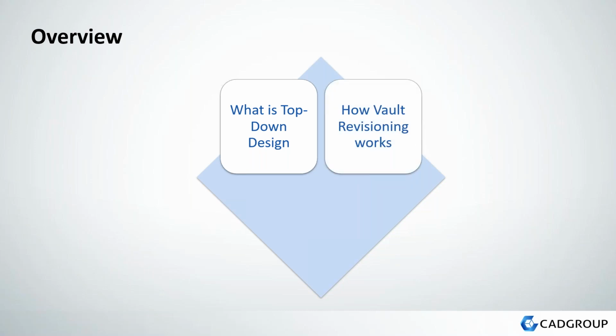Then we'll talk about how Vault revisioning works, because this is where some people get tripped up when using top-down design methodology together with Vault revisioning. Now, when you talk about Vault revisioning, this means that you're most probably using Vault Workgroup or Vault Professional. Vault Basic does not have a revisioning mechanism. It has a versioning mechanism, which we will also discuss, including the difference between versioning and revisioning. But basically, revisioning is just for Vault Professional or Vault Workgroup.